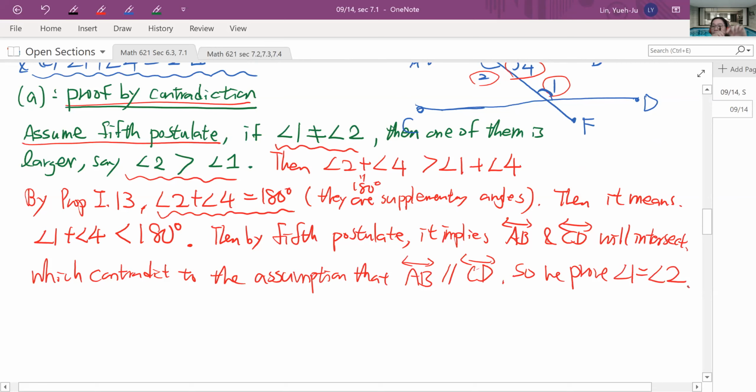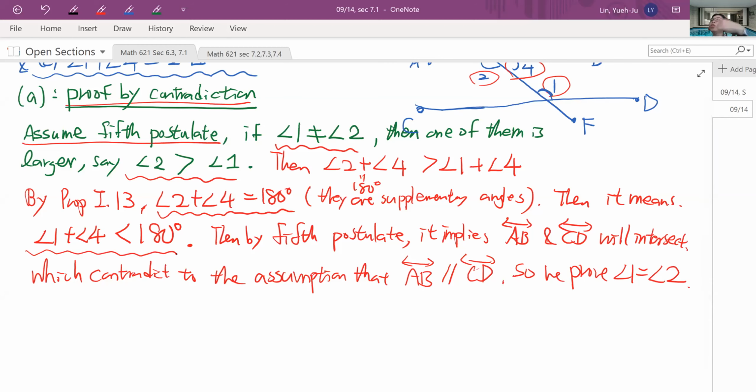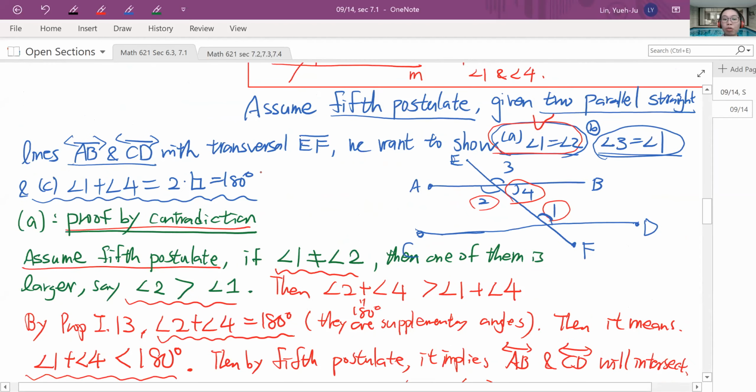Okay, so actually I write out a lot of detail, but you can see that the argument is not too bad. You just need one extra step, right? Once you get to the point where the sum of the interior angles on the same side is less than 180, then because we assume the fifth postulate is true, we use the fifth postulate to... no, because we didn't prove 1 plus 4 is 180, right? Actually, this is something we want to prove, but have not proved yet.